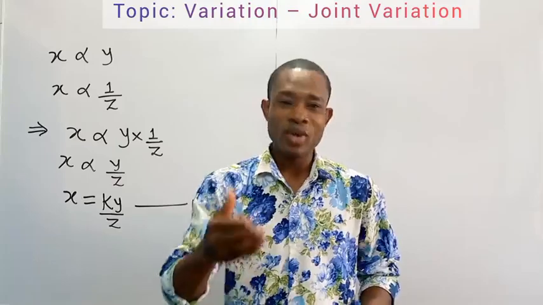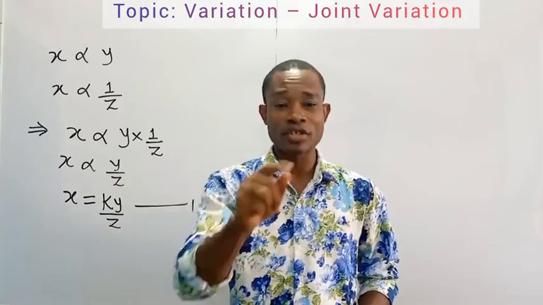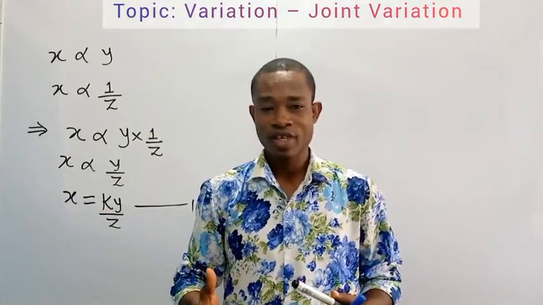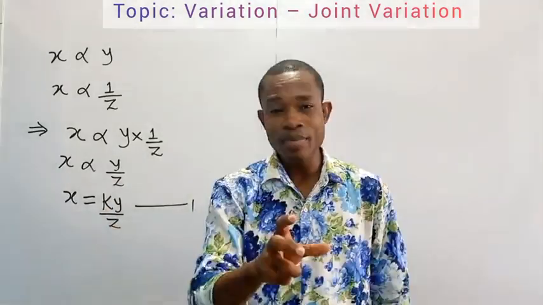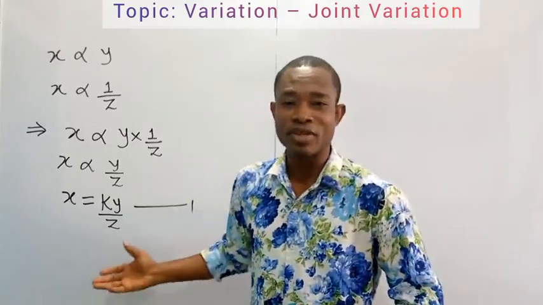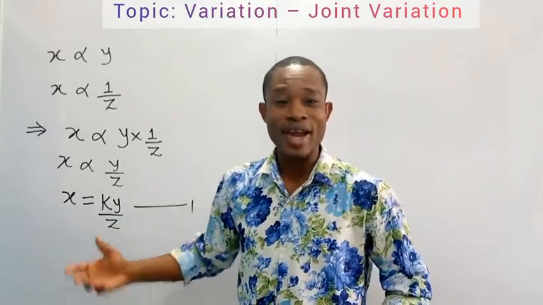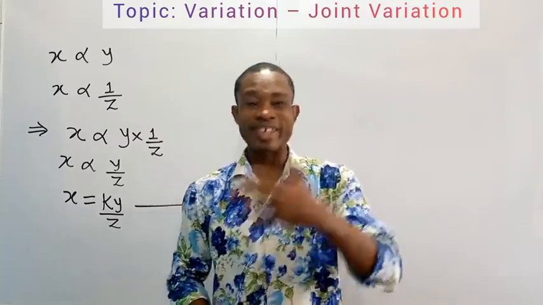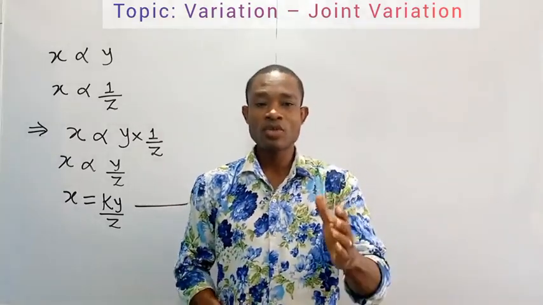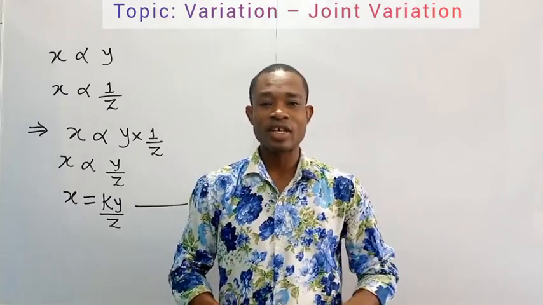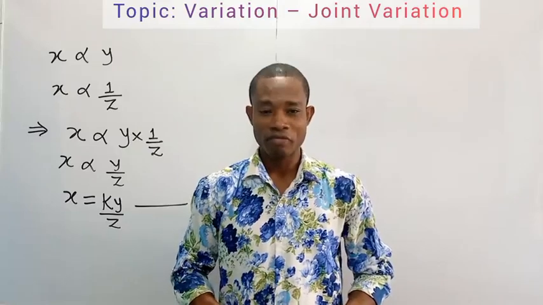Your examiner will always give you initial conditions for you to determine the value of what? The constant of proportionality. And once you know the value of k, you can establish the relationship, the equation, the formula connecting the variables you have there, like in this case, x, y, and z. Like you've learned from previous tutorials on direct and inverse variation, once you know the relationship connecting the variables, you can solve any other thing that the examiner asks you to find.